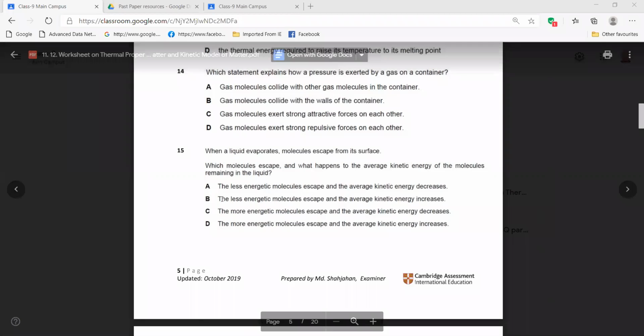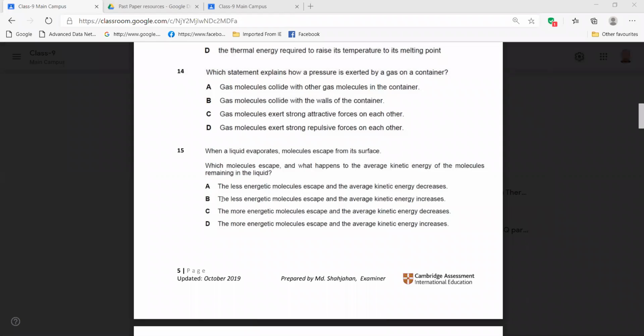Look, Shafkat, I think you have the knowledge, but the answer is C. You were not careful about this part. They asked what happens to the average kinetic energy of the molecules remaining in the liquid.